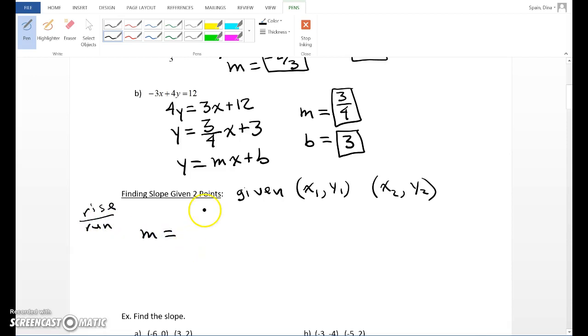All you're doing, the rise represents the change in the vertical positions. So those are the change in your y coordinates, y2 minus y1, over the run, which is the change in the horizontal direction. So x2 minus x1. Here we don't want the x's to be equal, or we'll be dividing by 0.